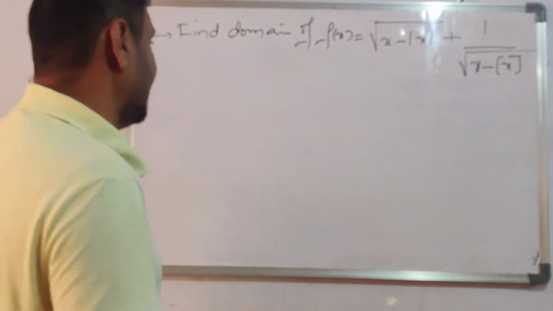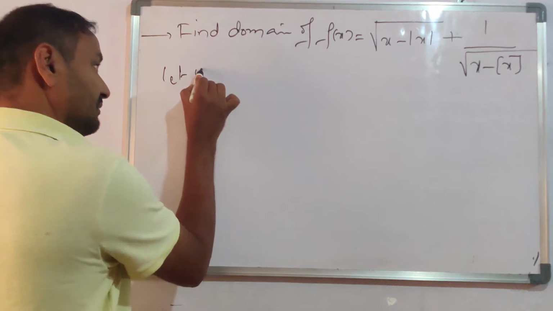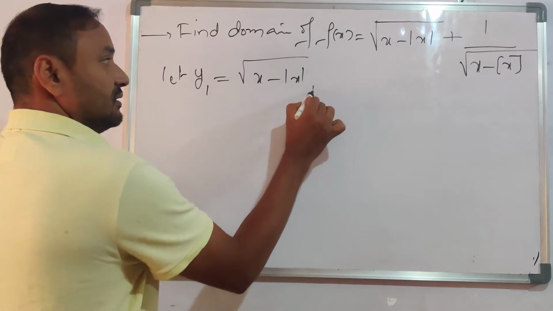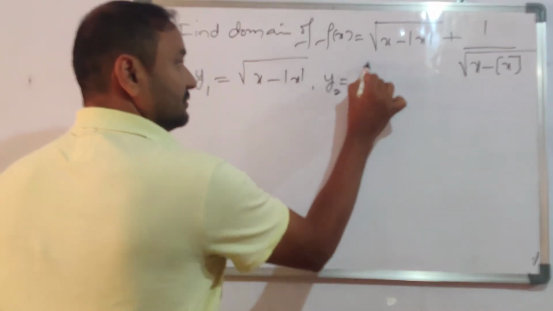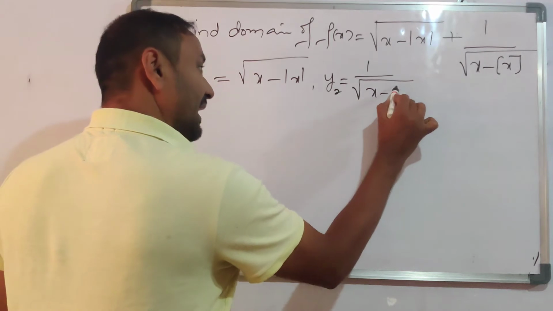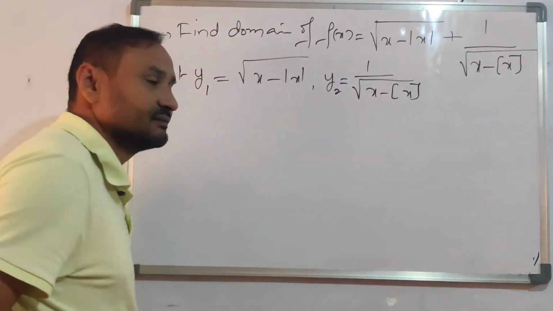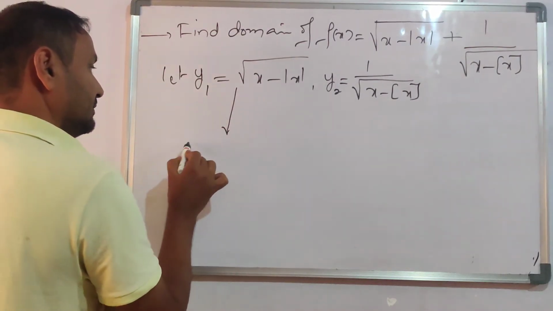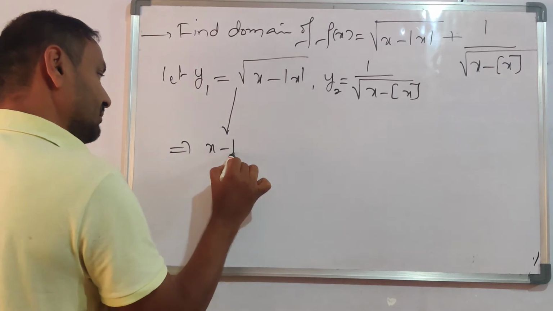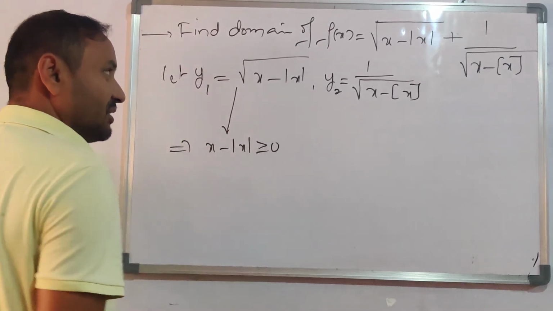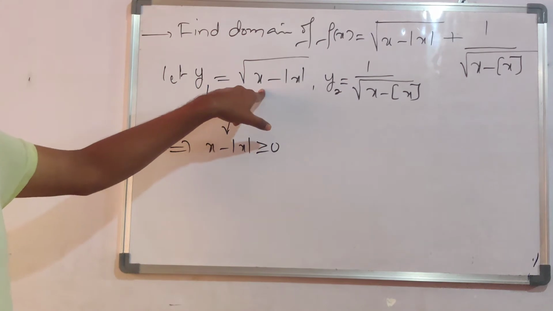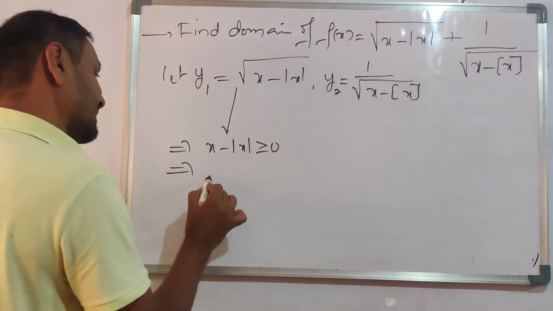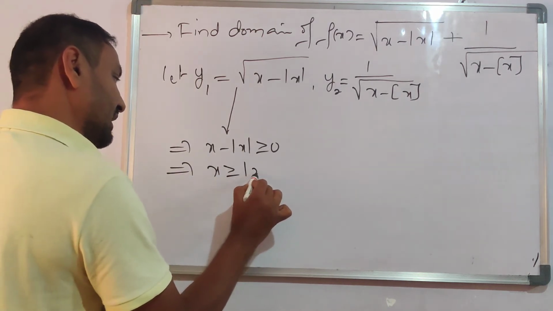That's why I am taking, let y1 is equal to under root of x minus [x], and y2 is equal to 1 by under root of x minus [x]. So for this problem, x minus mod x greater than or equal to 0, because it is the function in under root in the numerator only. So that's why it is always greater than or equal to 0. That implies x greater than or equal to mod x.